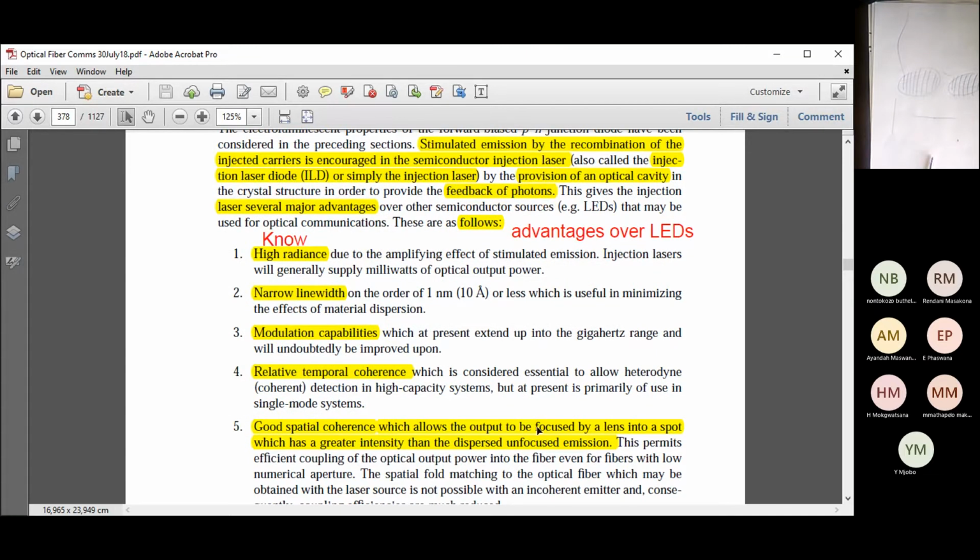And the good spatial coherence, which also allows it to be focused in a lens onto one spot. So spatial coherence is not the same as temporal coherence. Spatial coherence allows it to be shined through a lens onto a certain spot to give a focused emission. So these 5 points are where ILDs are much better than LEDs. You must know these 5 things. That's why I'm hammering so much on it.